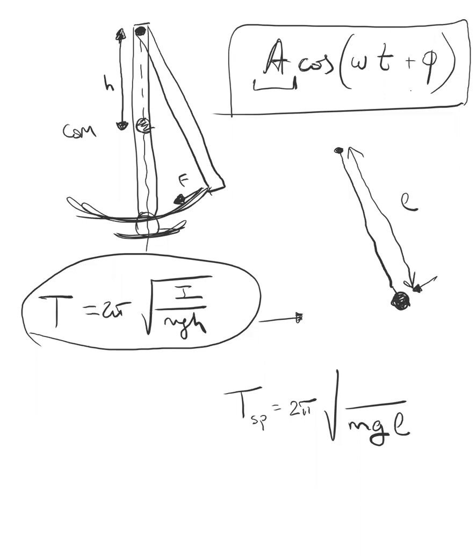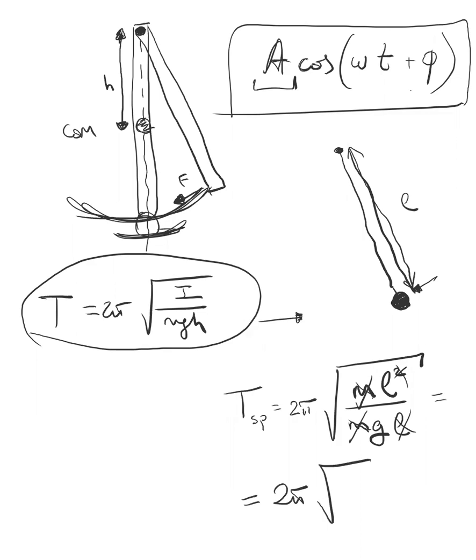And for a point mass, we know that the moment of inertia is mass times distance squared. So mass, distance is L, L squared. Mass cancels out, one set of L's cancels out, and we get the period of the simple pendulum to be equal to 2 pi times the square root of L divided by g, which matches the formula that we had before.